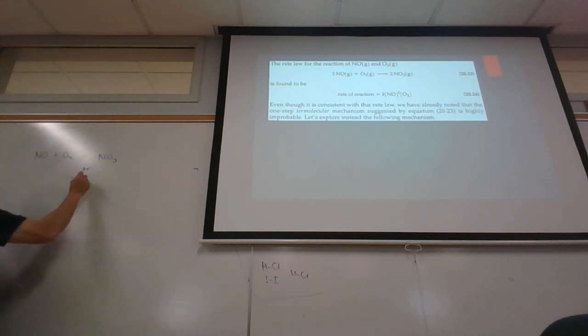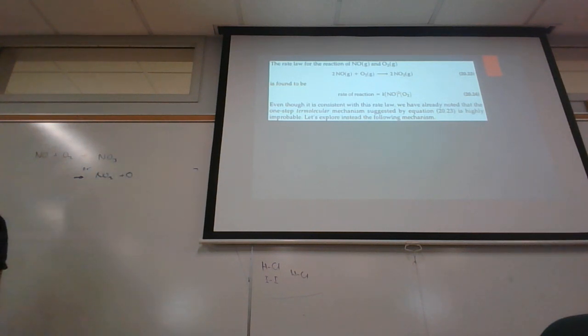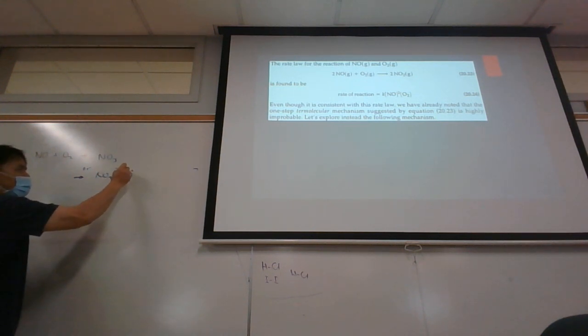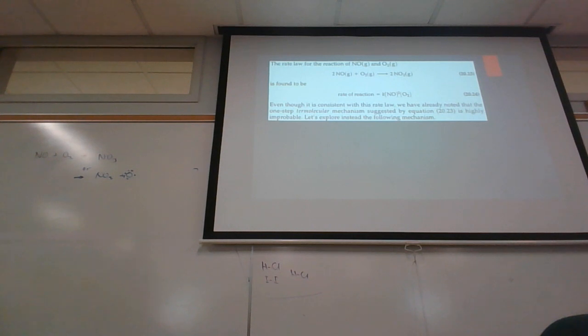Or we might form something like NO2 and O, atomic oxygen. Is atomic oxygen very stable? No. Atomic oxygen would be very reactive. It doesn't have an octet, it wants an octet. So it's going to be very reactive. But this is very reactive also. What else could we form?